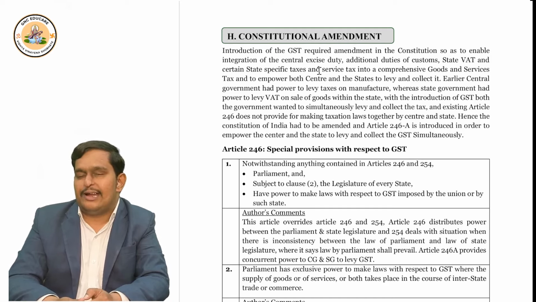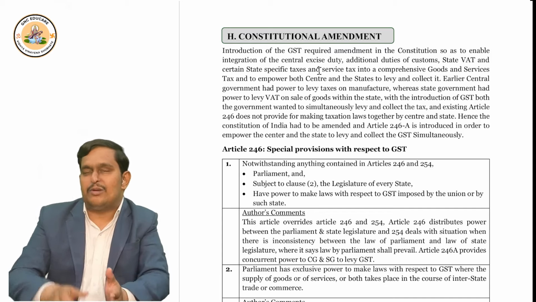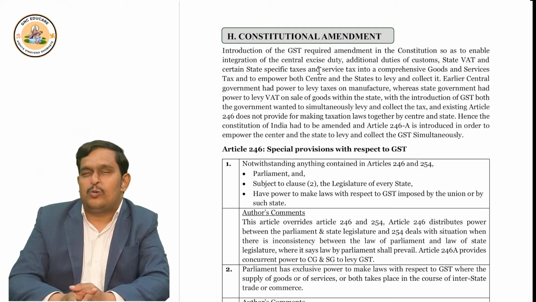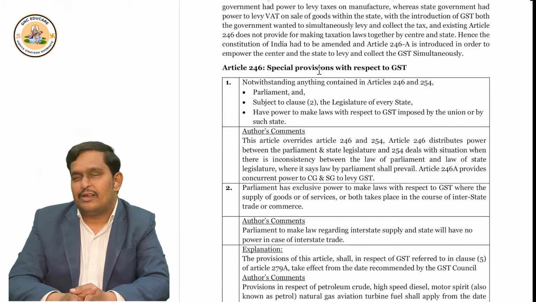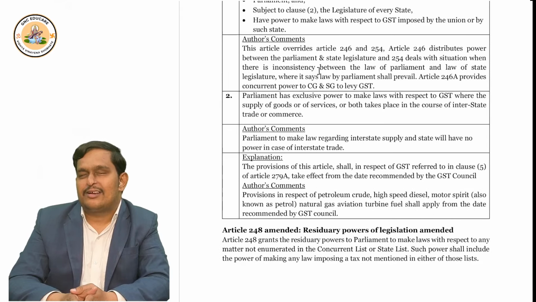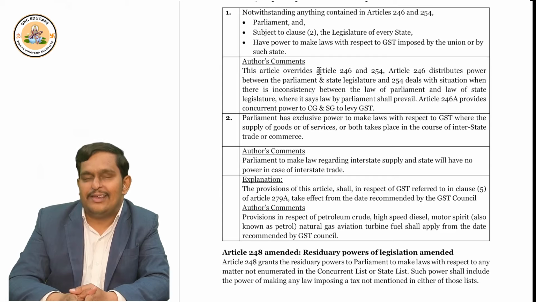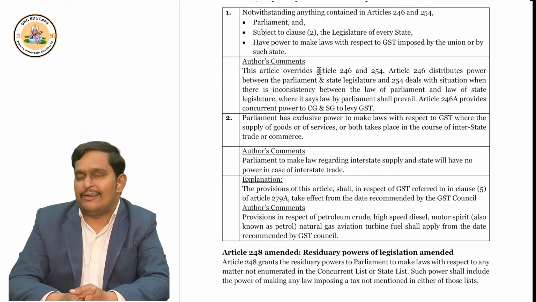Not only did they say that the central government and state government can make the law together simultaneously, but they said that 246 is not relevant, 254 is not relevant. Why? Because 246 talks about separate powers. Now, if you have to give collective powers, you have to say 246 is irrelevant here. For GST, it is irrelevant. Okay.